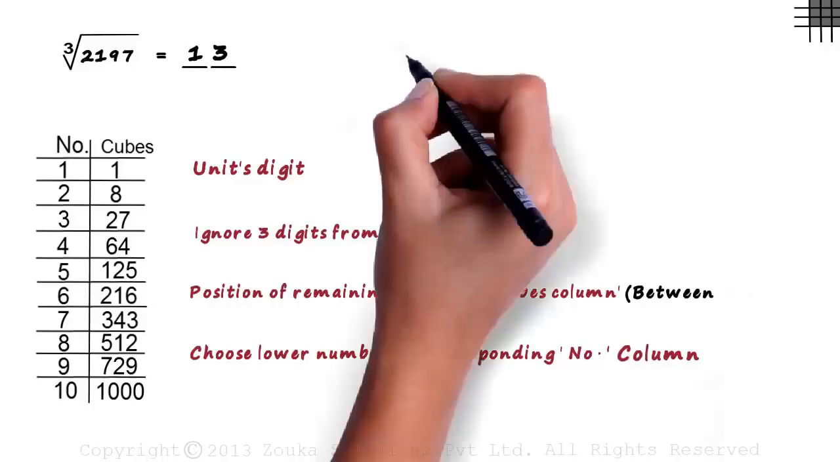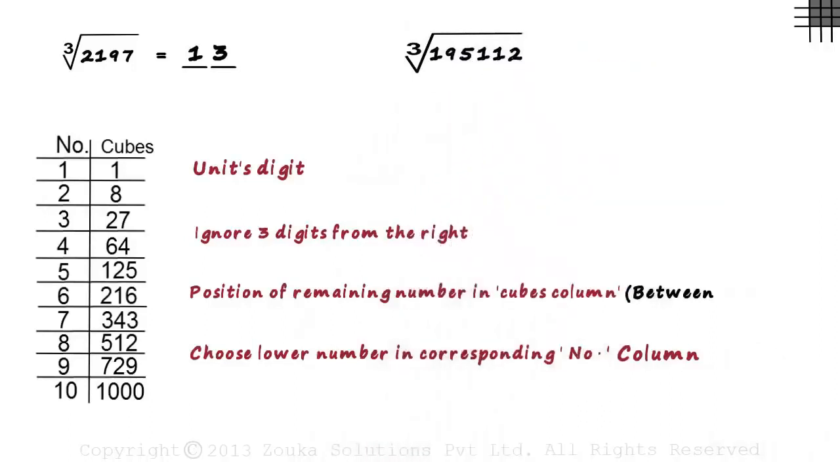Say we want to find the cube root of 195112. This number is 6 digits long and hence its cube root will be 2 digits long. Remember, cube roots of large numbers which have 4, 5 or 6 digits will always be 2 digits long. Now let's see the units digit of the number. It's 2. In the cubes column, we look for a number which has its units digit 2. Yes, it's 512, and the corresponding number in the numbers column is 8. So we write an 8 in the units place of the answer.